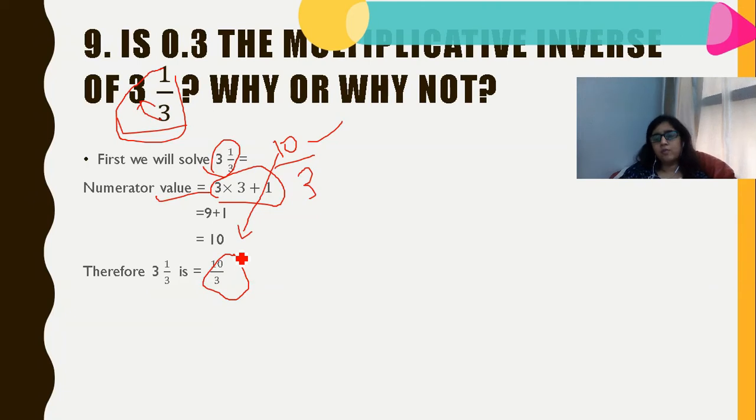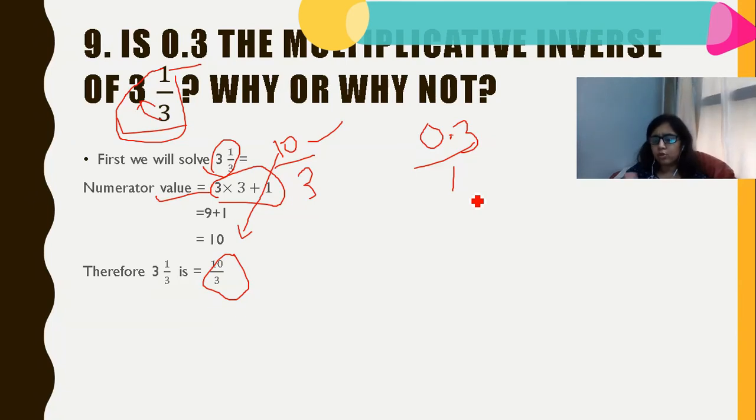Now, in this question we have to find the multiplicative inverse of this number, that is 0.3. Look at this number. Can I write 0.3 as 0.3 upon 1? As I told you in my previous video, the value 1 in the denominator has no effect on the number. It means I can write 0.3 as 0.3 upon 1.